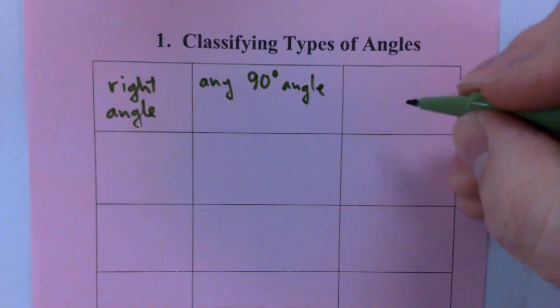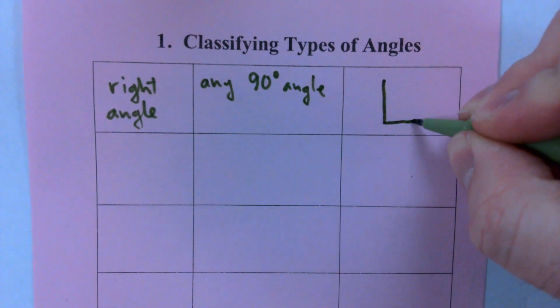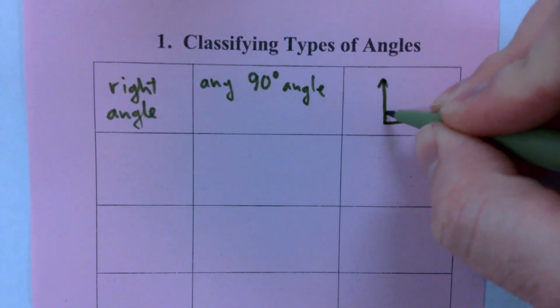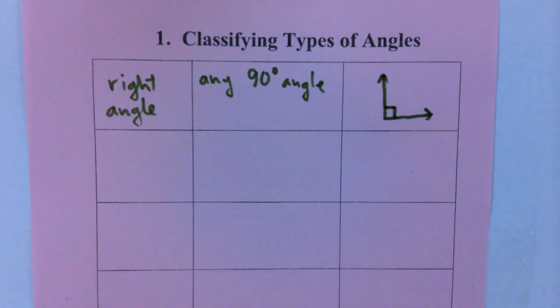What does that look like? Well, it looks like an L, as we've seen. And we draw that little square on the angle, just so we know that it's a nice, perfect 90-degree angle. Good so far, right? Okay, good.